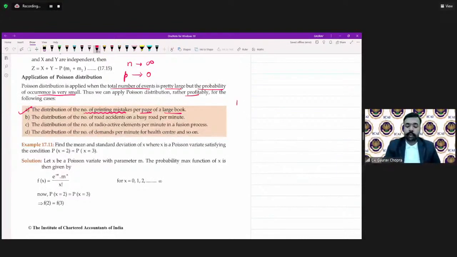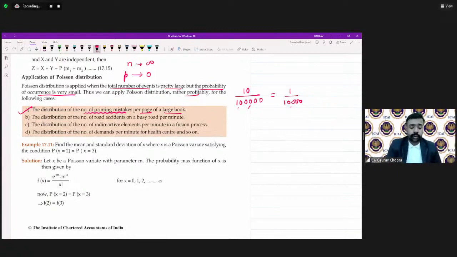For example, a book has 1 lakh words, and out of those, 10 words have spelling mistakes. What is the probability of error? It is 1 upon 10,000. The probability of getting error is 1 divided by 10,000. So it is very, very low, and n is very, very large.